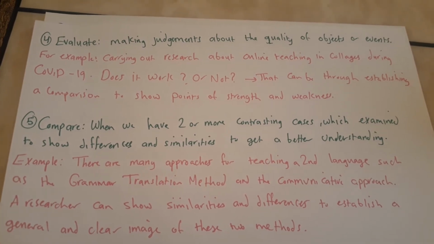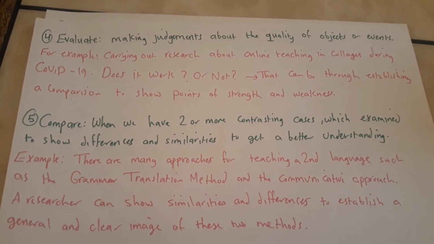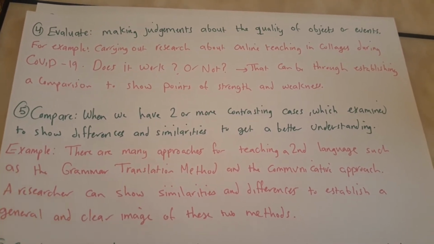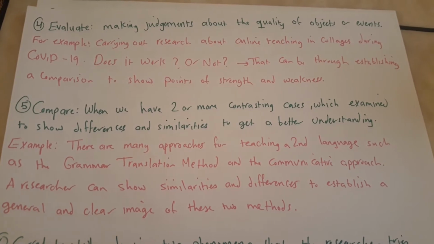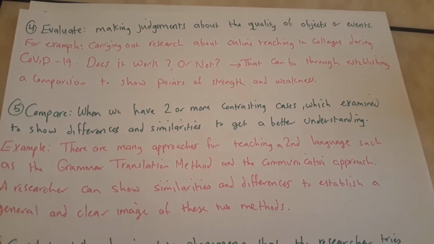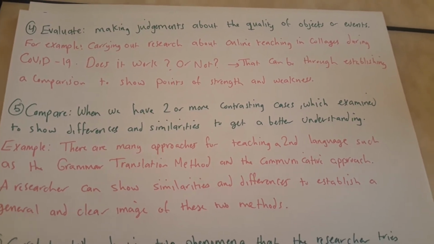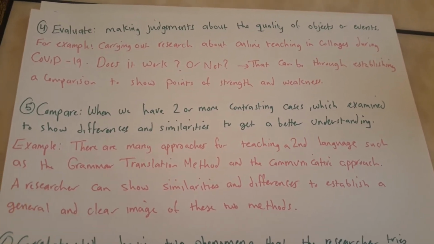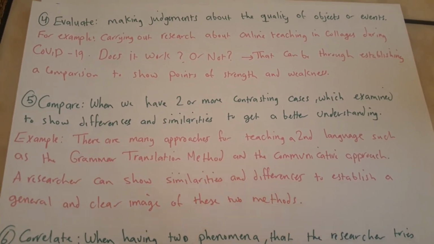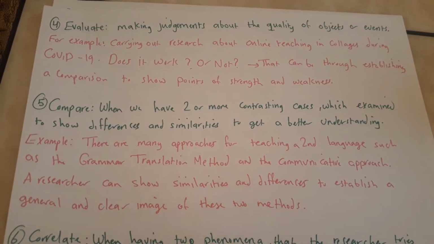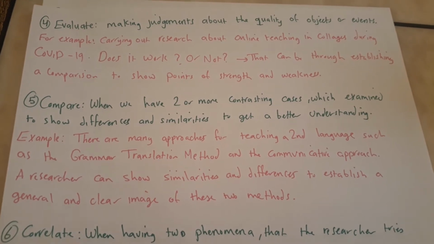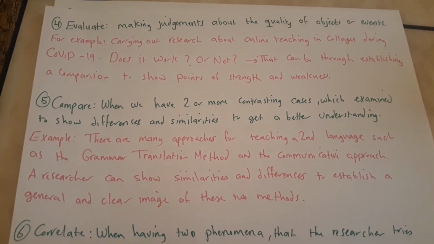Now the other way is to evaluate, and you can do that by making judgments or comments about the quality of objects or the events that you are studying. For example, let's say that we are doing a research paper related to online teaching in colleges, and I think you are living this situation right now. Now, does it work or not? That can be through establishing a comparison to show the points of strength and weaknesses between, for example, online teaching or teaching in classrooms.